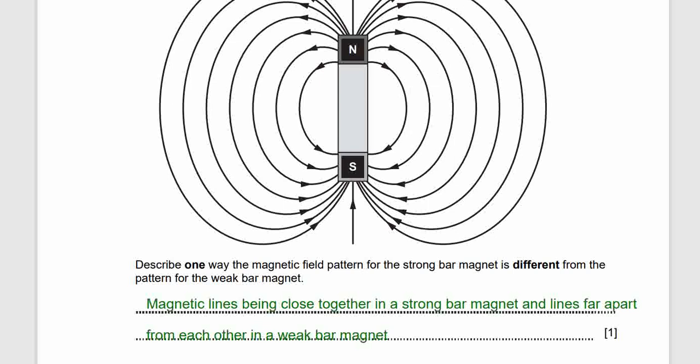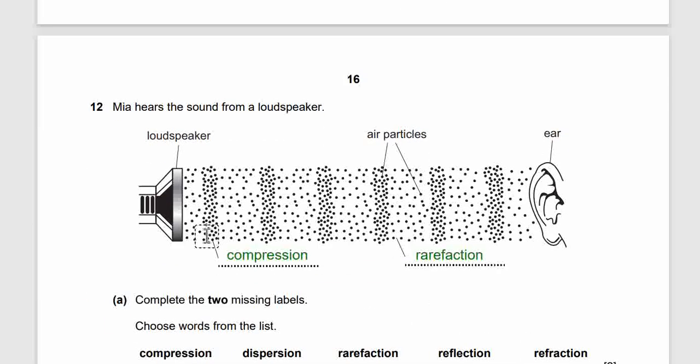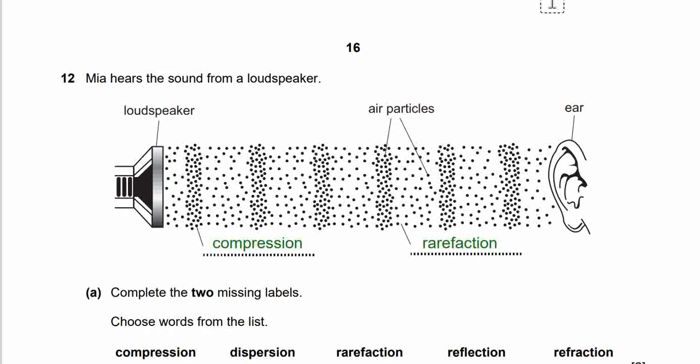Now the next question. Question 12. Mia hears the sound of a loudspeaker. Air particles. Complete the 2 missing labels. Choose words from the list. Is it compression? Yes, this is compression. And this one, which is rare, is air particles. Rare is a rarefaction. So not this, not this, not this. So we type that down. So compression and rarefaction.